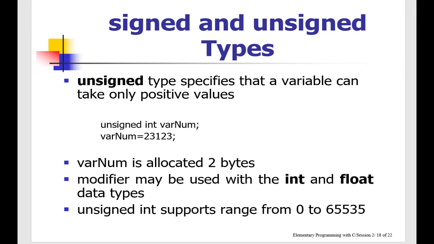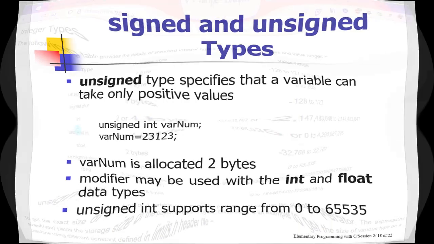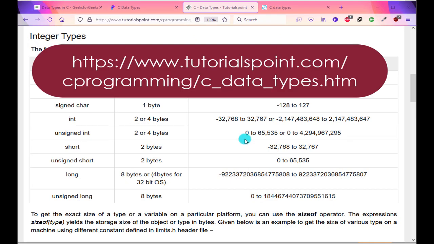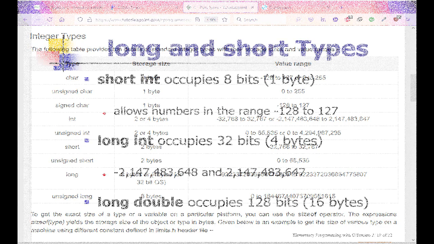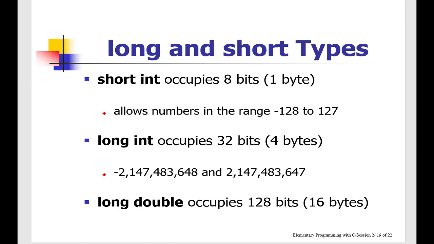Or if it is taking up 4 bytes, let's go back online and see the range. So we can see the range for an unsigned int. This is what we have in our slides. This is now when we use 4 bytes, so it's from 0 to about 4.2 billion. We have the long and short types. Short int occupies 8 bits, that is 1 byte, and it allows numbers in the range of -128 to 127. Long int occupies 32 bits, that is 4 bytes, and a long double occupies 128 bits.